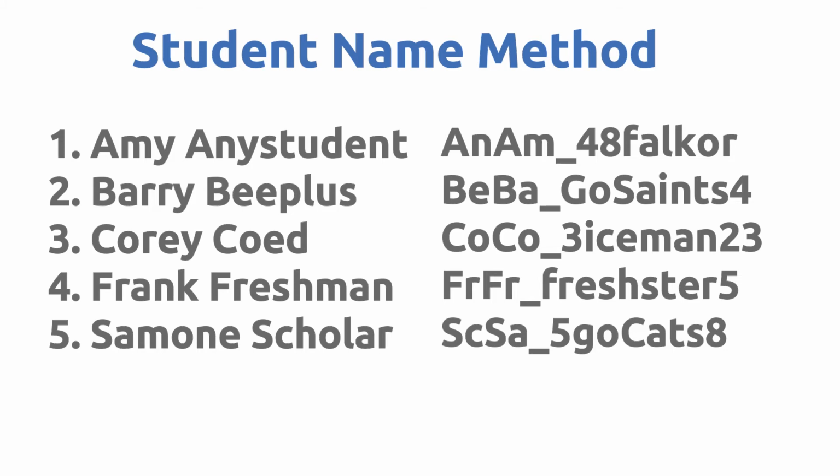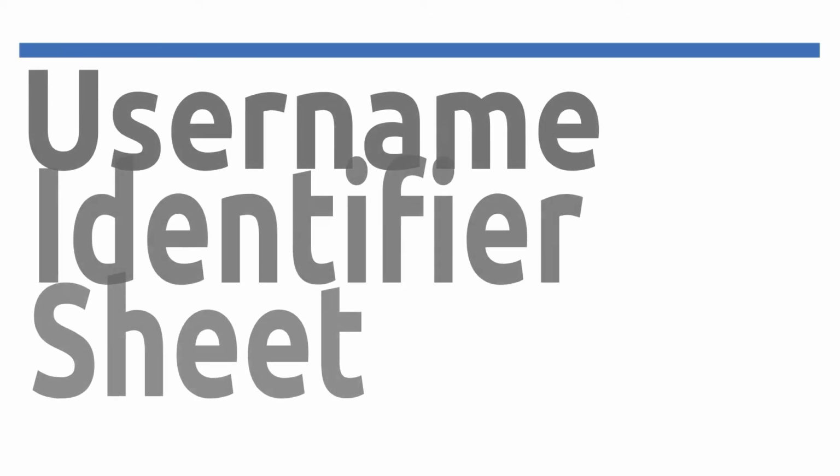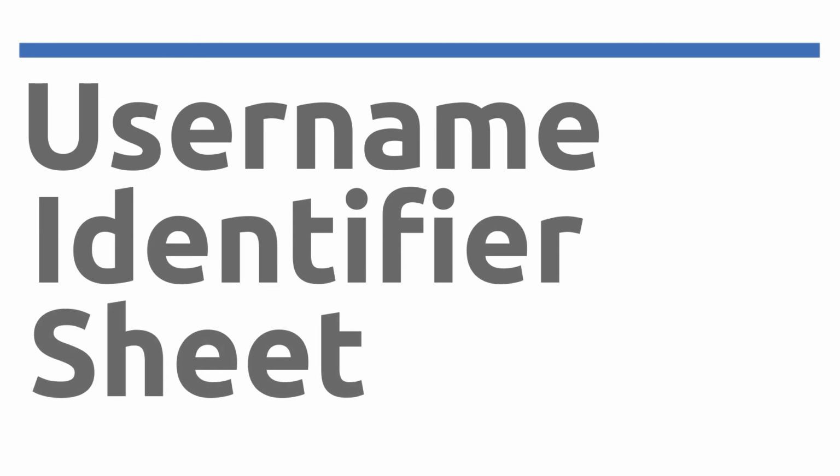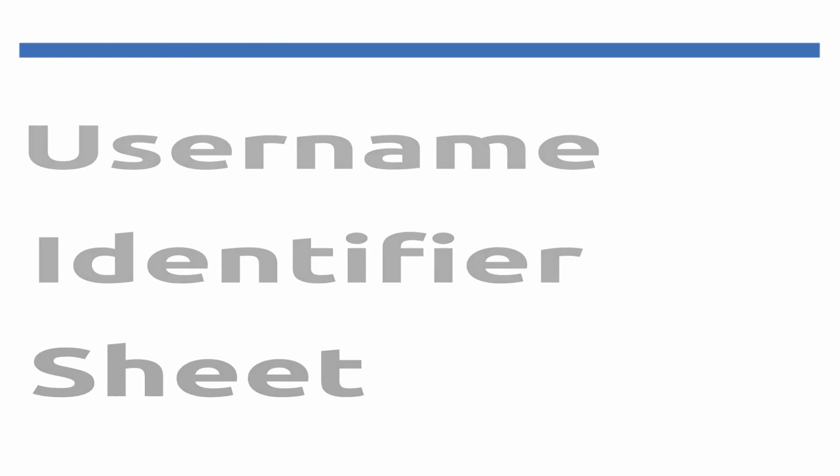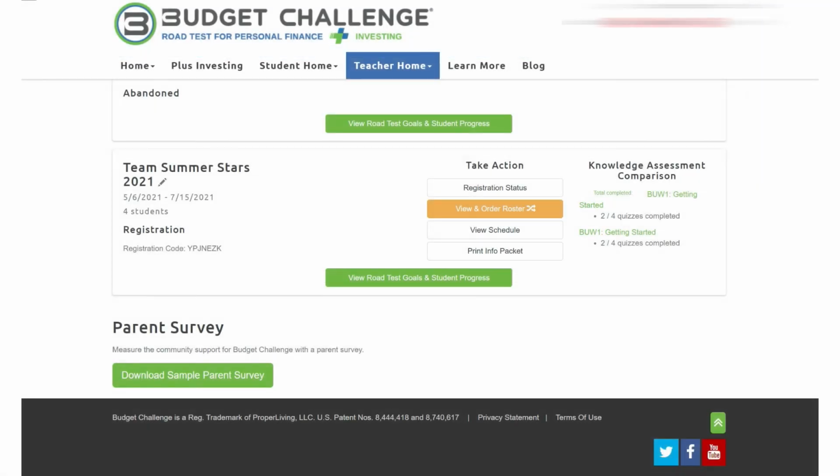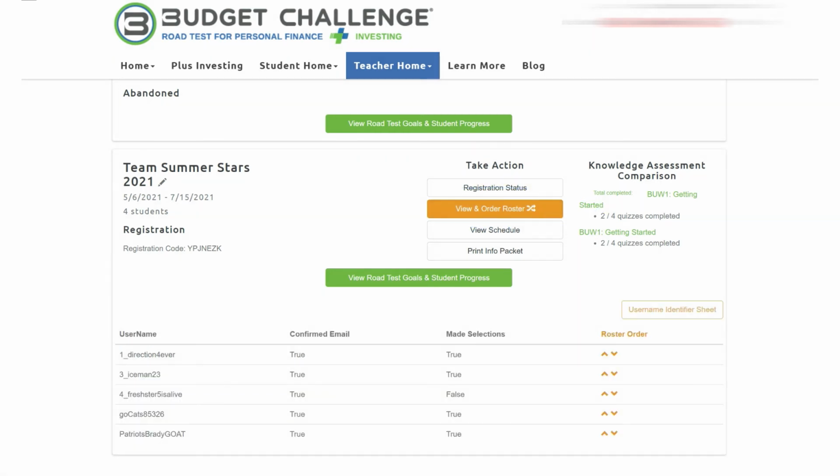Now, if some or all of your students registered without any registration planning, and you are seeing mystery usernames, this alternate method is for you. First, log in and go to Teacher Home. Look for an orange button that says Roster and click on it. Each class will have their own button.